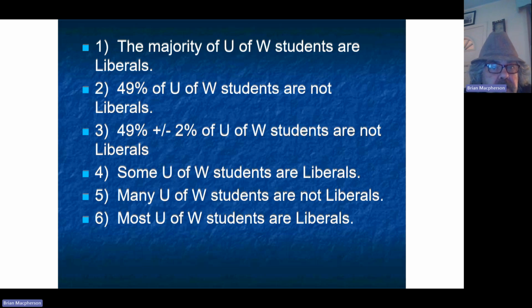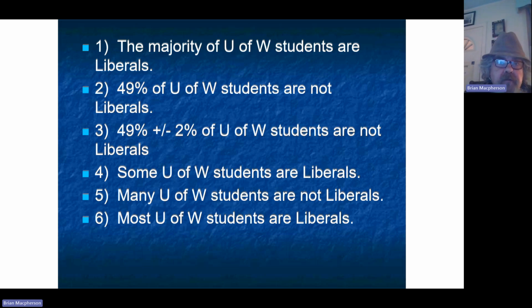Number 4, some U of W students are liberals. Well, that's pretty clear, right? I mean, if I interview 2,000 students and 51% of those 2,000 say they're liberal, then I can at least infer that some of them are, right? It's strongly warranted by the passage, right? So 4 is strongly inductively inferred.